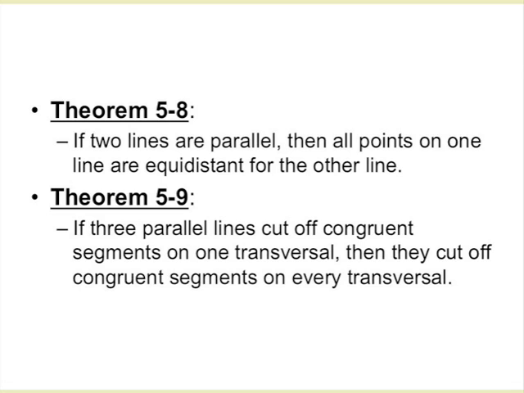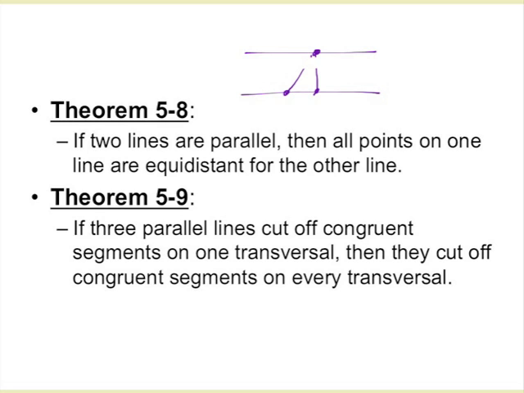If two lines are parallel, it says then all points on one line are equidistant from the other line. Now, I really don't like the wording of this theorem because it says something, I think, that's not really totally right. Because it says if I take all points on the one line and any points on the other line, they're equidistant. But that's not really true because this one isn't the same distance as that one.